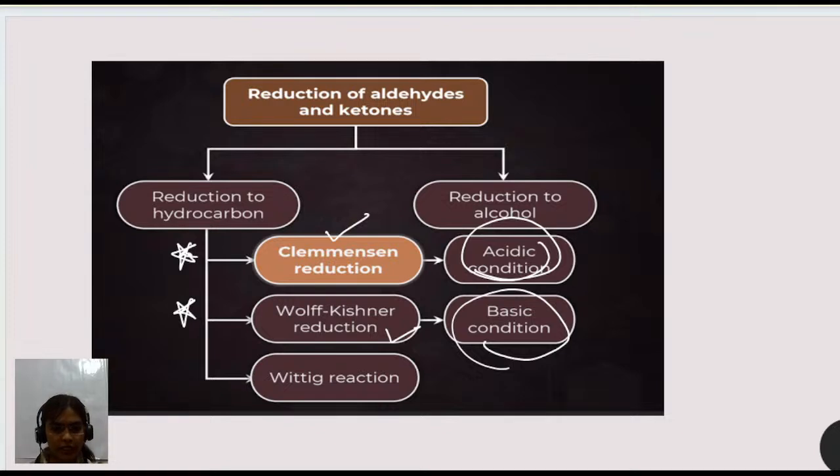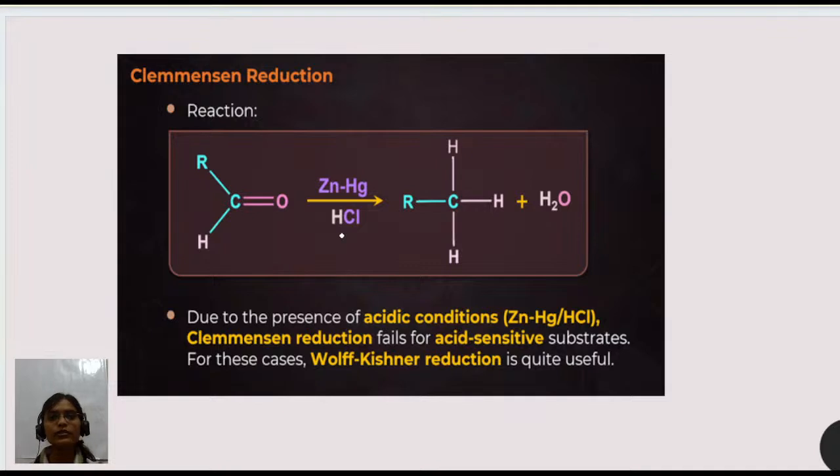And the last one is the Wittig reaction. It's different as compared to the Clemmensen and Wolff-Kishner. So let's start with point number one, that is the Clemmensen reduction. In this case, as we already discussed, we are going to use some kind of acid. Let's see how. Observe that this is the general reaction. We are using zinc and Hg.